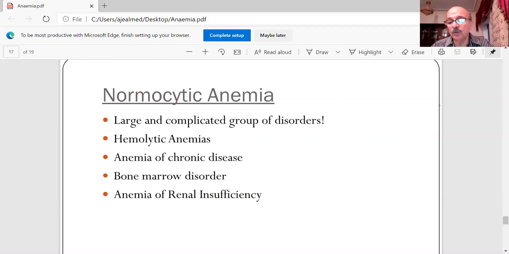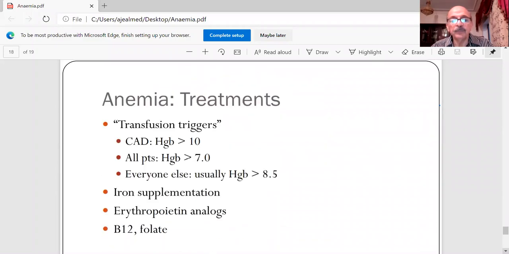Okay, because I did say that the kidneys secrete a hormone which controls the production of RBCs from the bone marrow. This hormone is called erythropoietin. So deficiency of erythropoietin can cause this type of anemia.